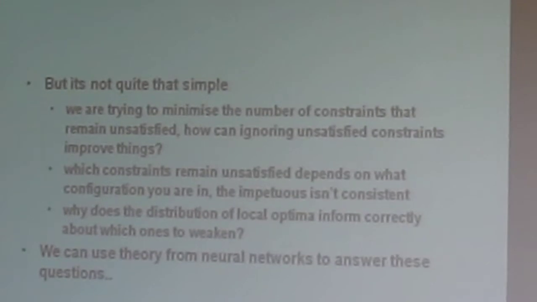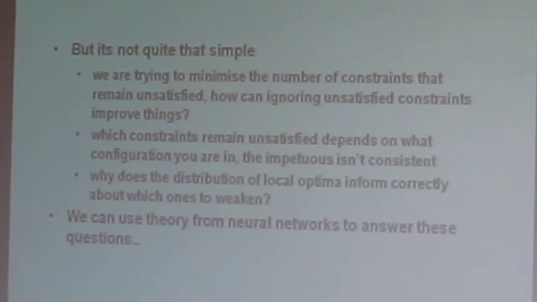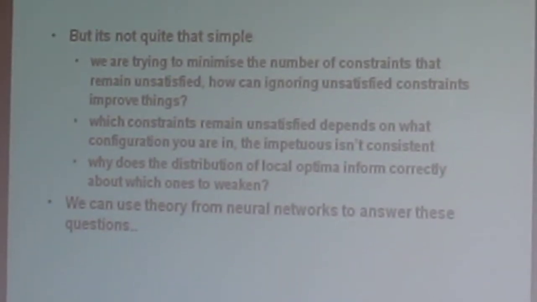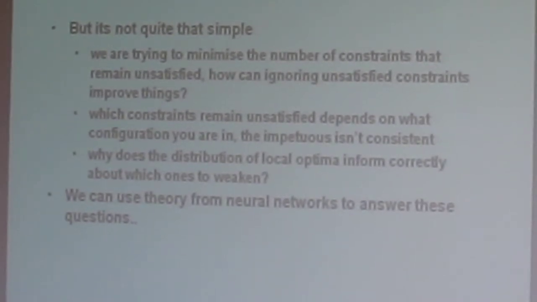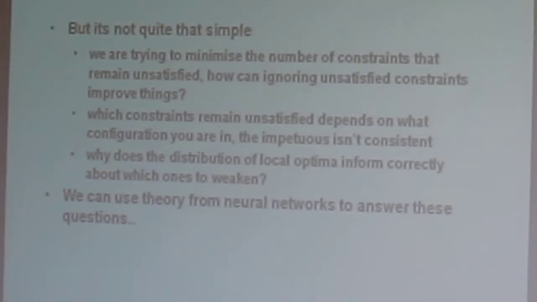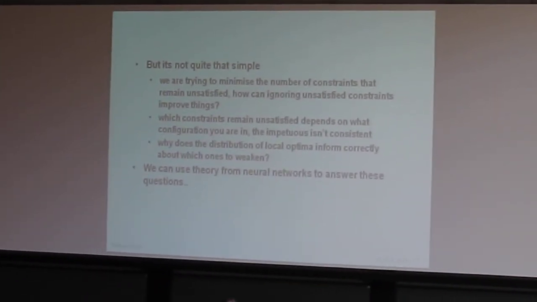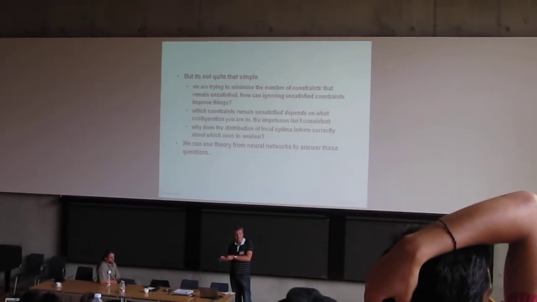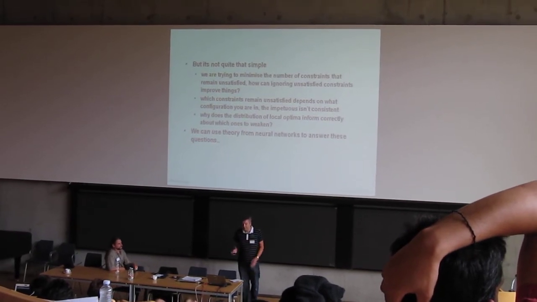It's not quite as simple as that, though. I want that explanation to give you something, and now I'm going to upset that a little bit. We're trying to minimize the number of constraints that are violated or remain unsatisfied. So how can ignoring unsatisfied constraints improve things? Which constraints remain unsatisfied depends on what configuration you're in. So the impetus in some configurations is to weaken some springs, and the impetus in other configurations is to weaken others. If, on average, they were weakening all of them, it wouldn't make any difference.